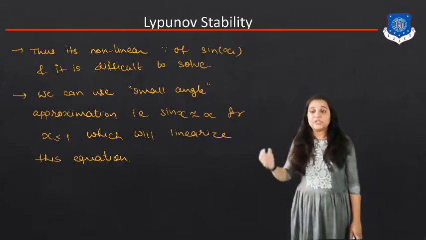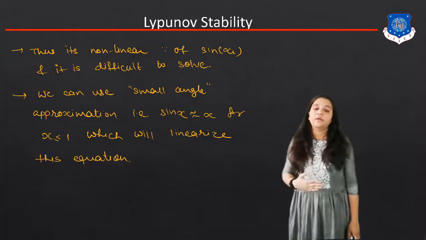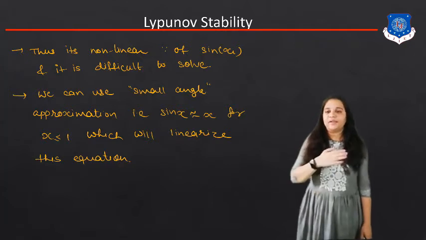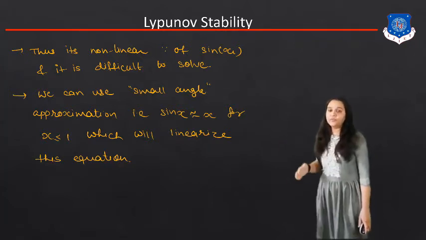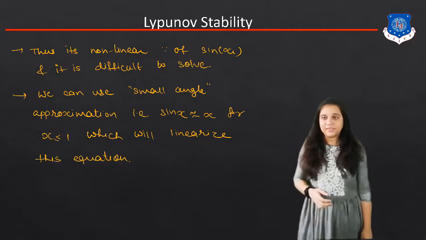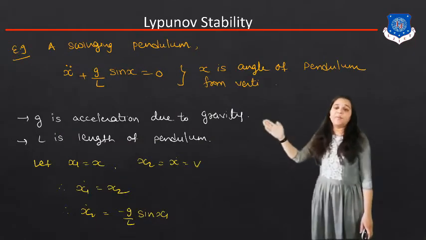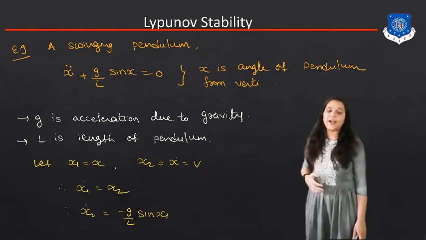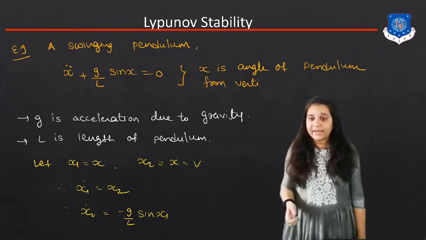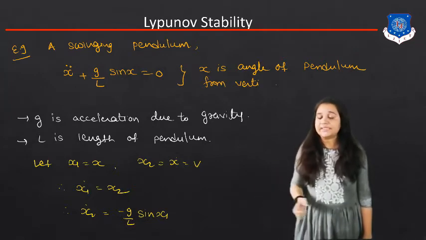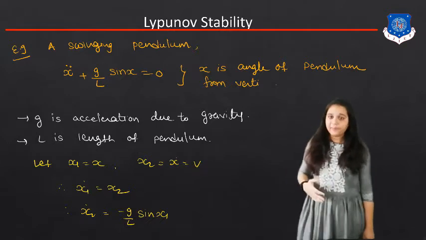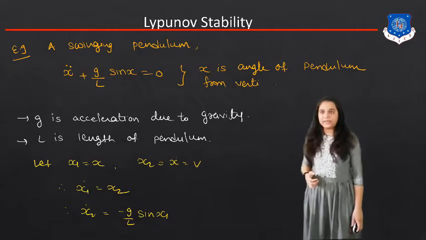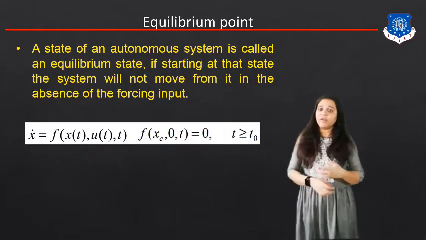So we have to take the small angle approximation, where sin x is approximated by x for x less than or equal to 1, which will linearize the equation. If this type of equation is given, it is difficult to solve. But if it is required to solve this equation, we have to take the value of x1 less than 1, and this non-linear system becomes a linear system. Clear? Next topic is equilibrium point.